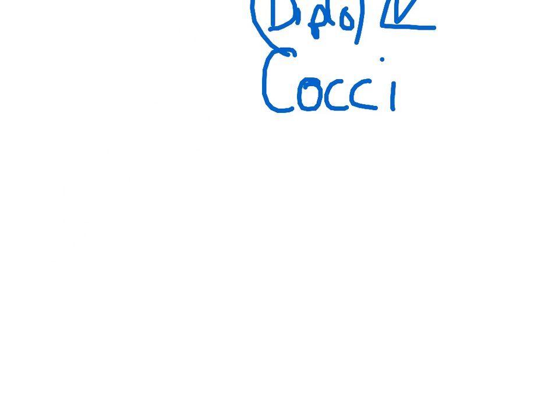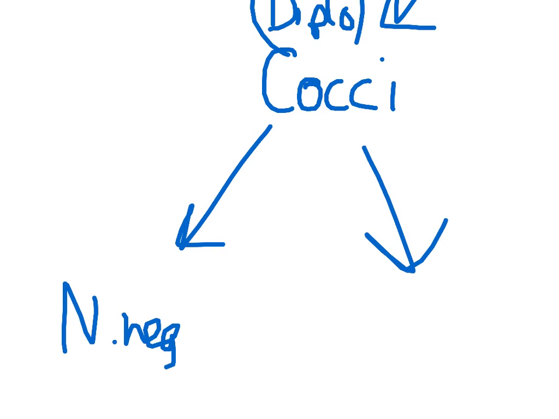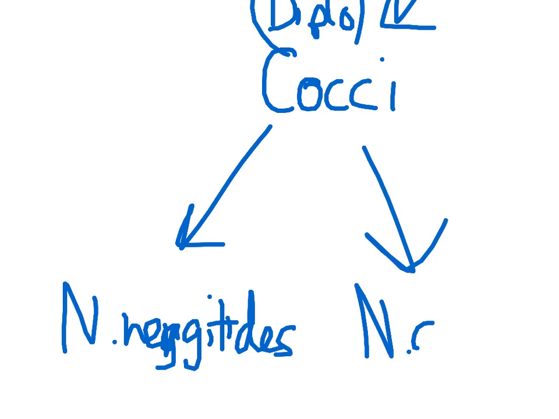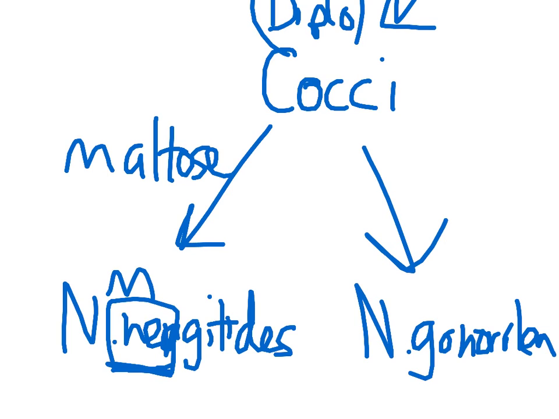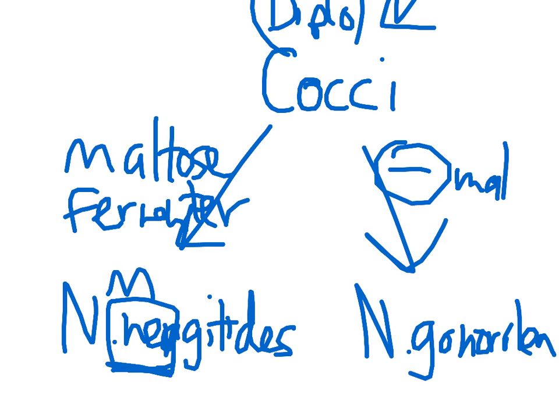The two Neisserias that we know are N. meningitidis and N. gonorrhoeae. Those are the two big ones. And the big thing you can notice here is that there's an M right here. This M, you can think of it as standing for maltose. So out of the two diplococci that we have to know, one's the maltose fermenter and the other one does not ferment maltose. That's the easiest way to remember it.